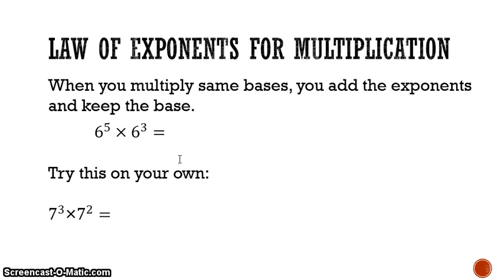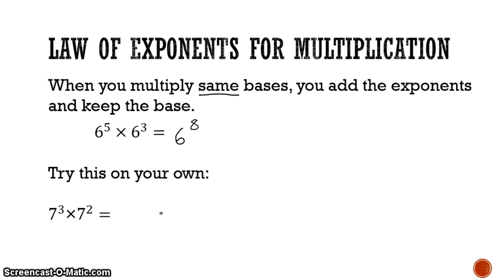Okay, the law of exponents for multiplication. Very simple rule. This is one of the first 3. When you multiply same bases, and you have to have the same bases, that's important, you add the exponents and keep the base. So here the base is 6, and here the base is 6. They're the same, so I'm going to keep it. Now I just need to figure out what my new exponent is going to be. So I'm multiplying the bases, so 5 plus 3, because I'm going to add the exponents. 5 plus 3 is 8, and that's it.